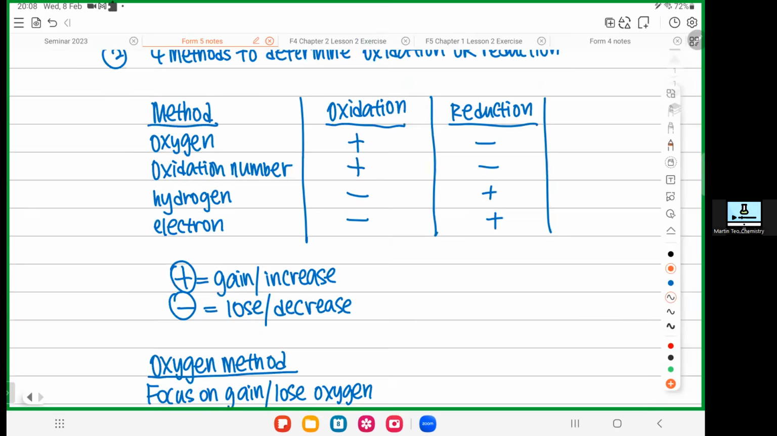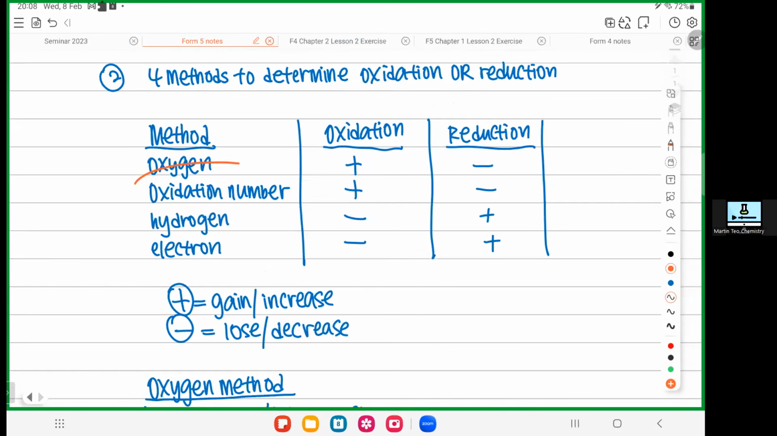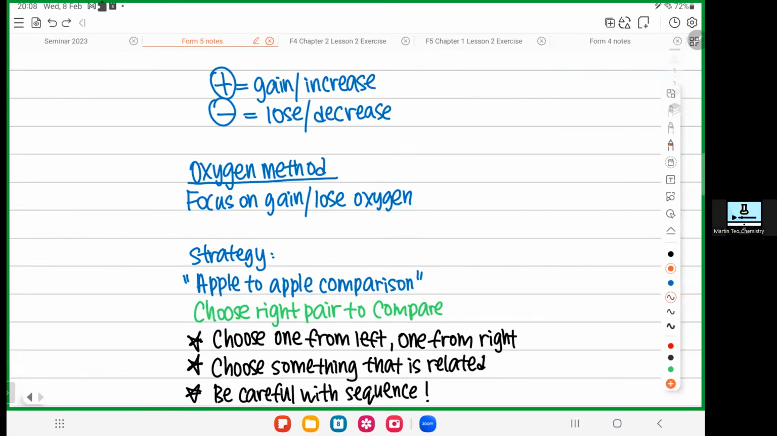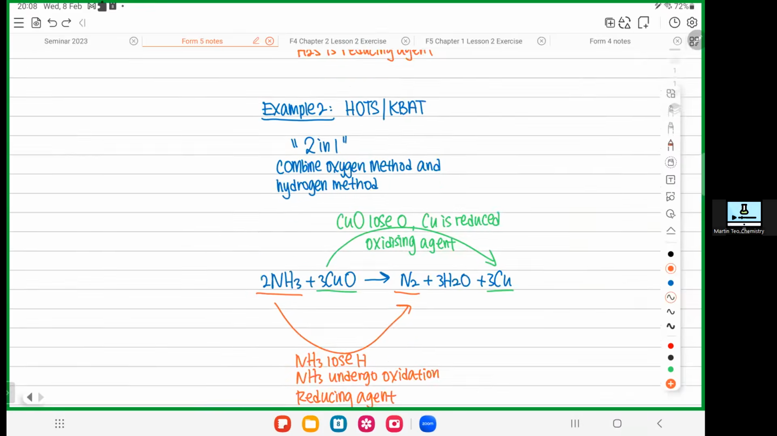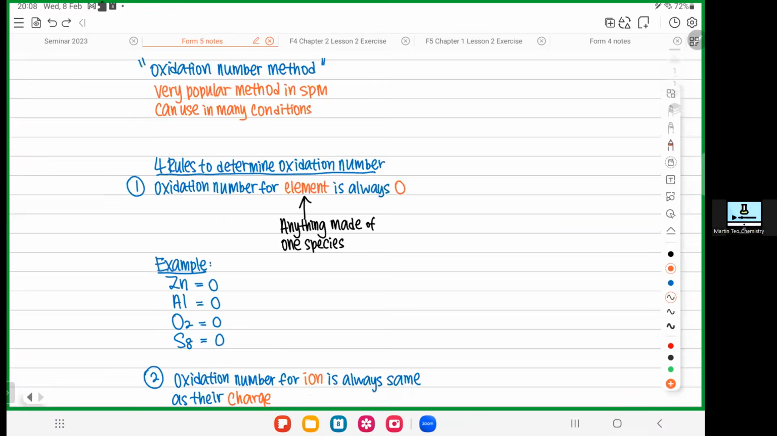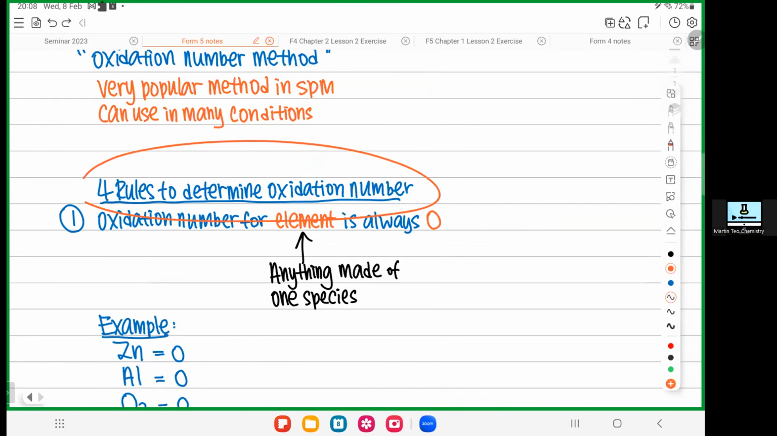I want to do a little bit of revision on oxidation number also. So oxidation number, let's do a quick revision. Oxidation number revision here. There are 4 rules to help us find out the oxidation number.